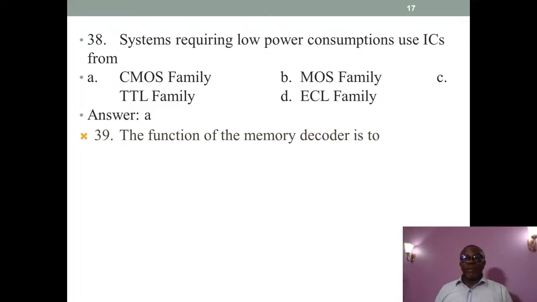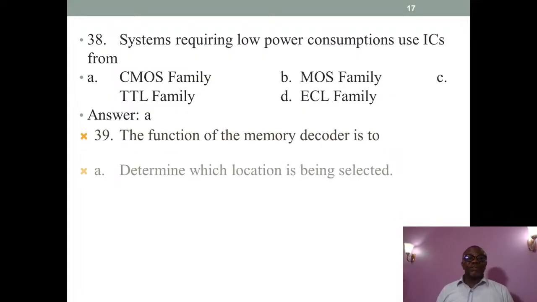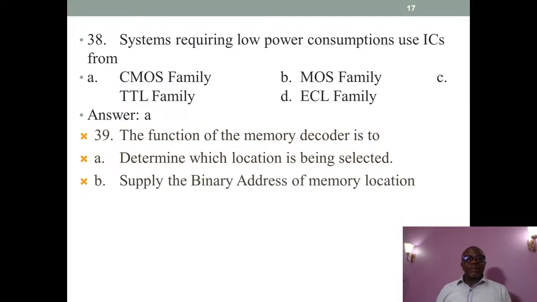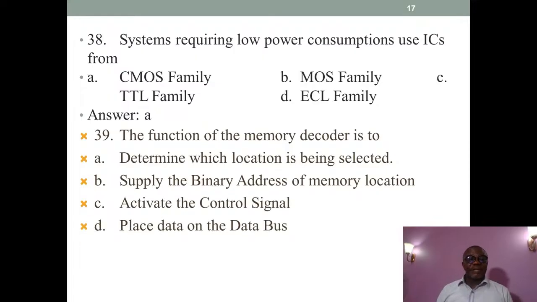The function of the memory decoder is to do what? To determine which location is being selected, supply the binary address of memory location, of course, no. Activate the control signal, no. Place data on the data bus, no. So our answer is A.